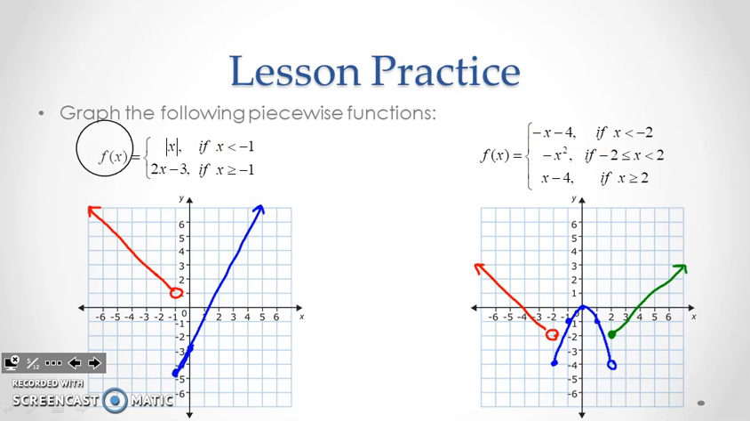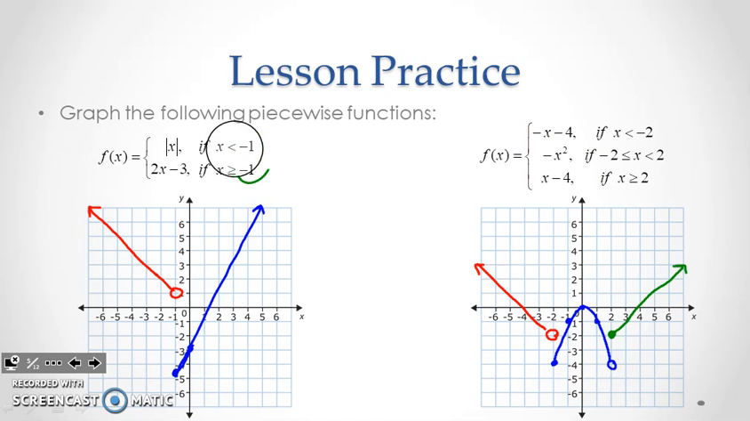Up top here, I have my red absolute value function. Remember, your absolute value is your V. So the only thing that was left was from -1 on. So it's just this angle here. Our split point is at -1. That'd be right here, down that line. Split point's at -1.